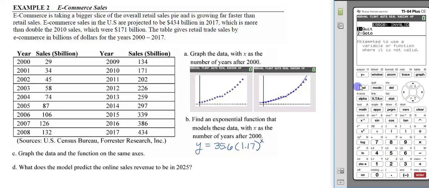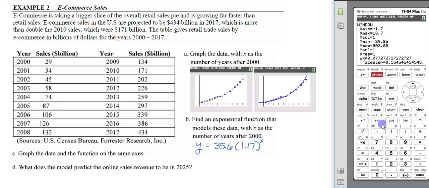2025. When you do that, you're going to get an error, and the reason is we only have our window including this data. We're going outside of that data. So let's change our window. Change our window to go to an x value of 26, and let's do a zoom fit then, and then we can trace.